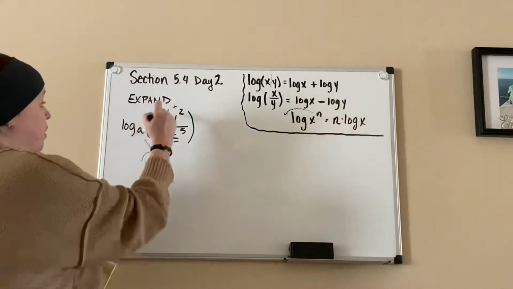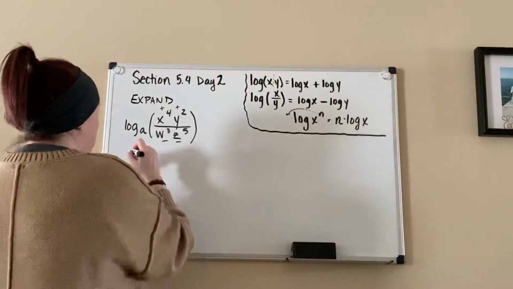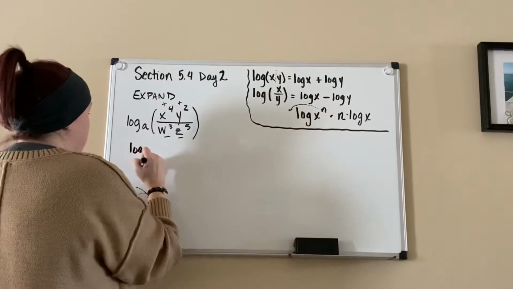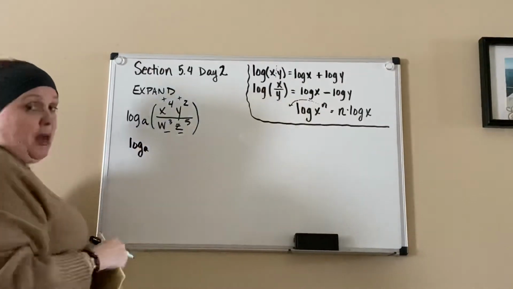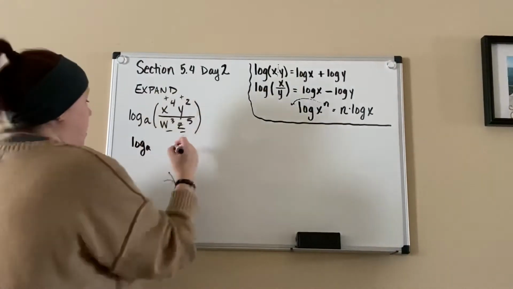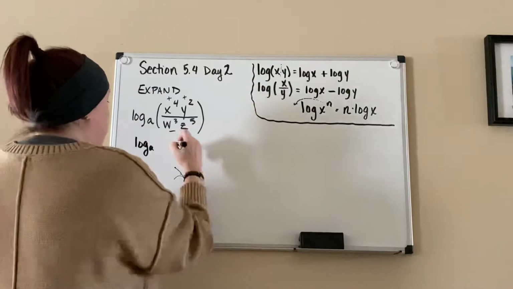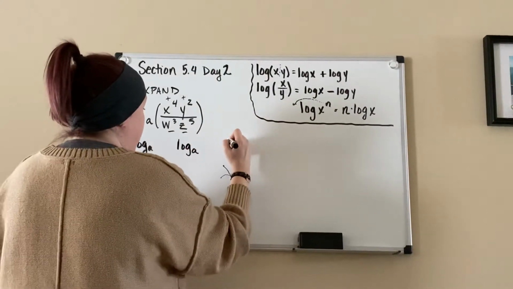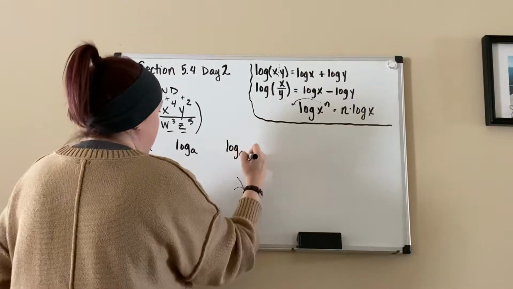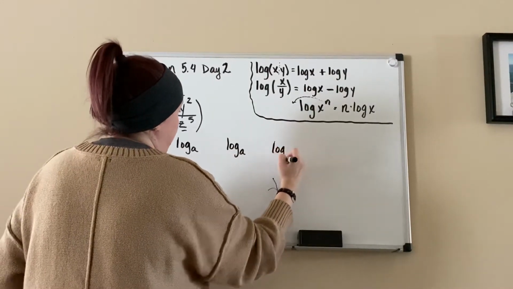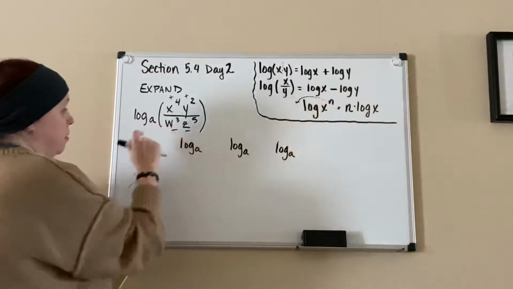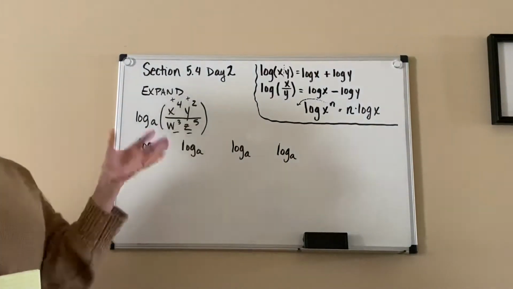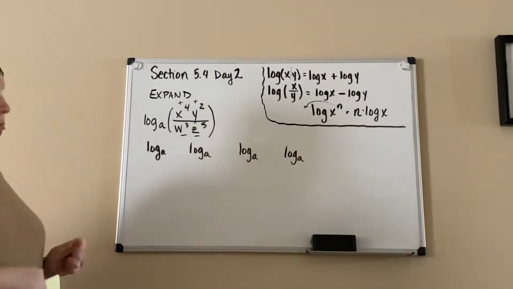So I have 1, 2, 3, 4 pieces. So that means when I write this out, and I recommend definitely writing it out on paper before you do the problem on the computer, I would write out log base A, log base A, log base A, log base A. Don't forget whatever the base is on the problem when you type it in, because that's how you'll get it wrong on the WebAssign, if you don't.